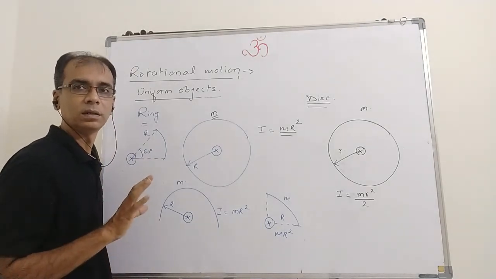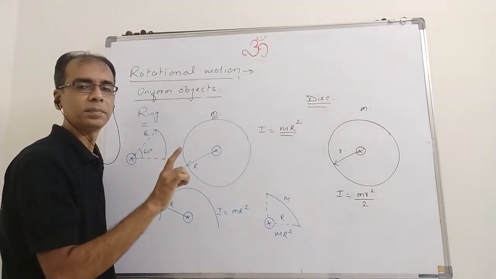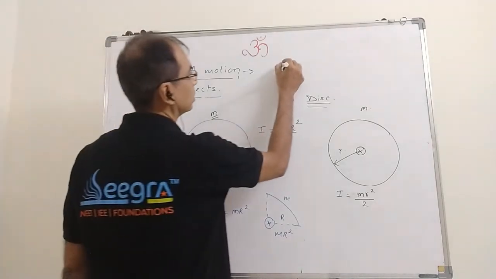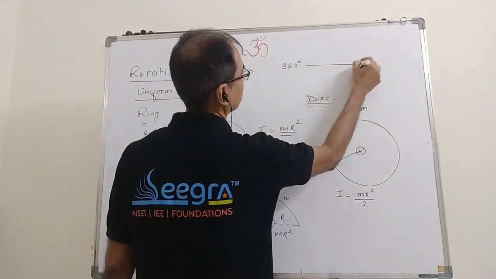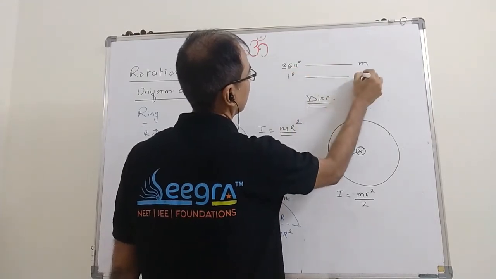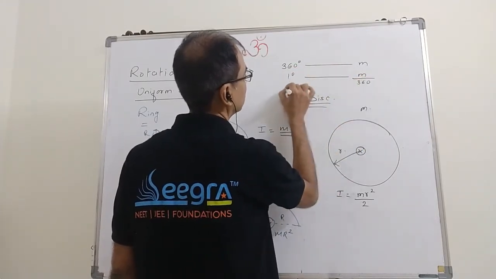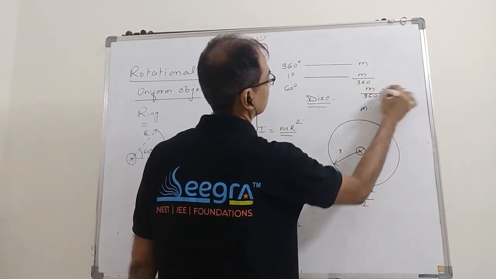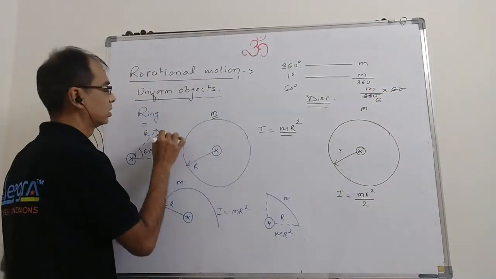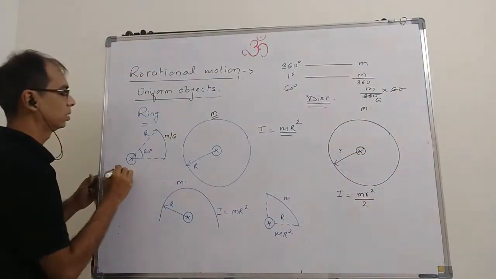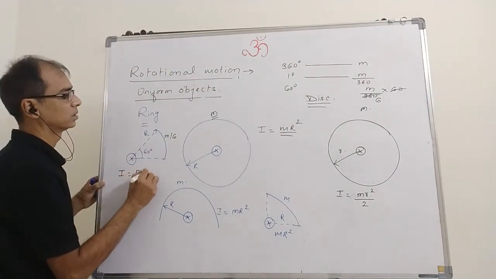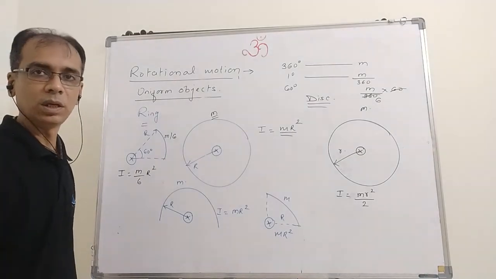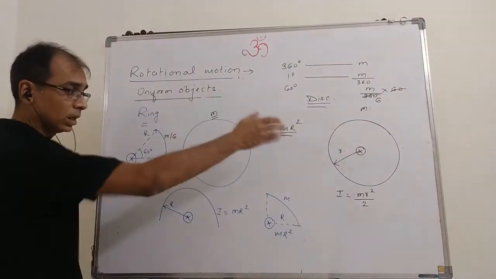Are you able to understand? For 360 degrees, mass is M. For 60 degrees, what is the mass? For 1 degree, M by 360. So for 60 degrees, M by 360 into 60, which is M by 6. So here its mass will become M by 6. So the moment of inertia will become M by 6 r square. I hope you understood that. Okay? Let's go for the disk.